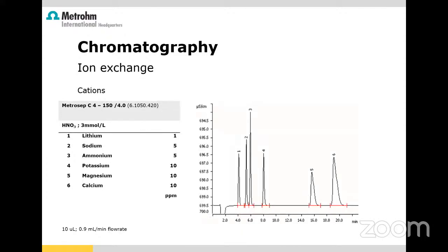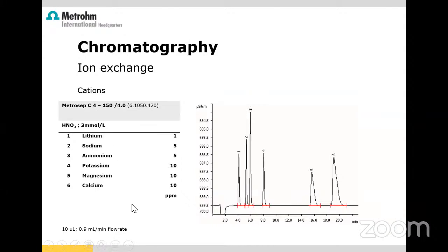So this is one of the advantages of ion chromatography. So you can also do cations. You can see the concentration, 3 millimolar. Again, a very, very dilute mobile phase of nitric acid. Here the H+ ions compete with lithium, sodium, ammonium, potassium, magnesium, and calcium. You can see the flow rate used is 0.9 ml per minute, so the consumption of mobile phase is also very little. The injection volume is only 10 microliters, and we use a 150 millimeter or 15 centimeter column. And we are able to distinguish between lithium, sodium, ammonium, potassium, magnesium, and calcium.